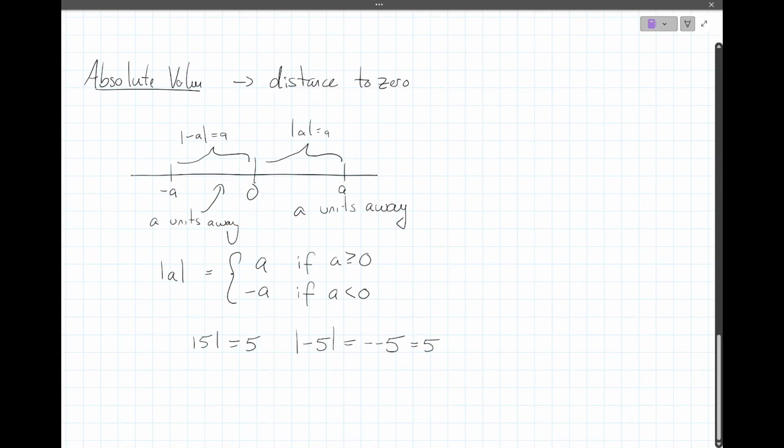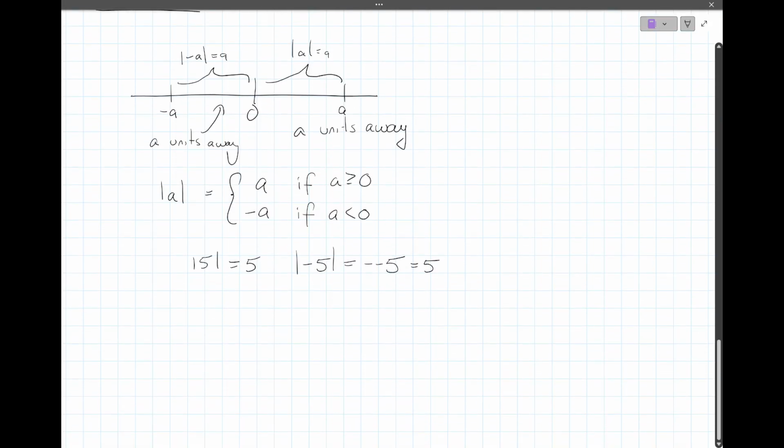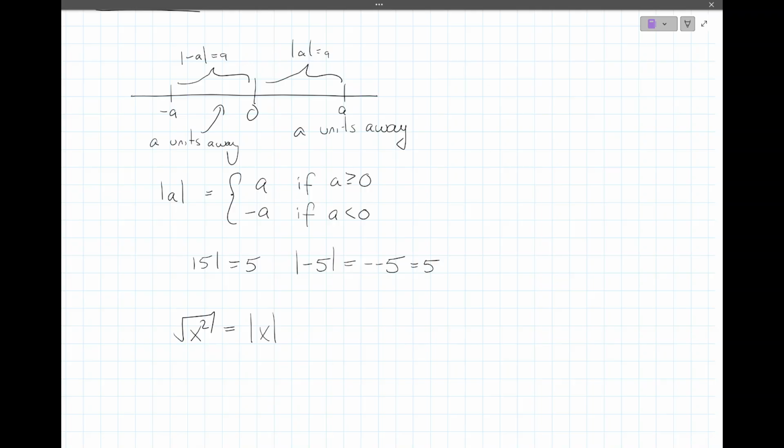Okay, so why do we care about absolute value? Well, if we were to take out x squared like this, that means I can take into account my positive and negative roots if they come out like that, right? So I can take into account my square roots like that.